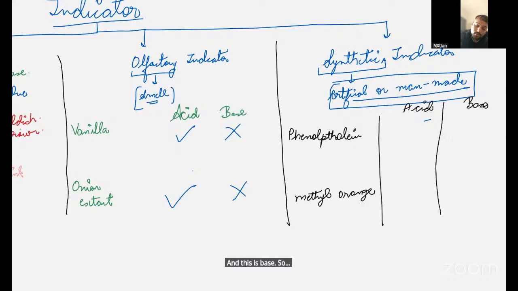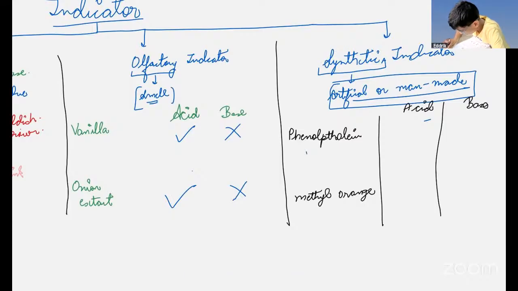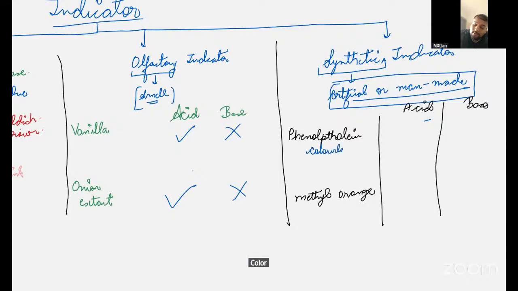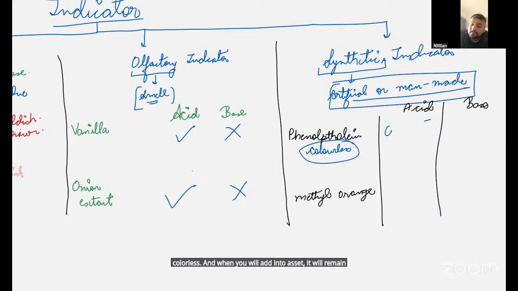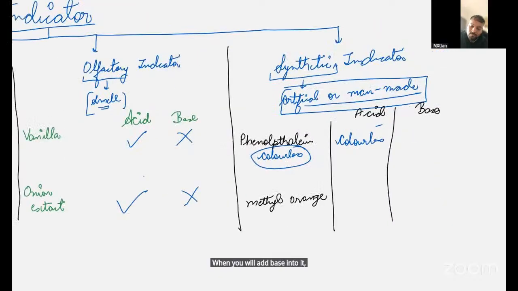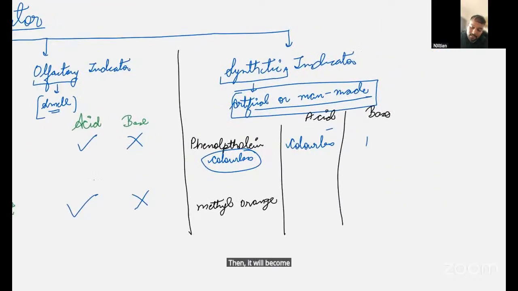Basically, phenolphthalein is colorless. When you add it into acid, it will remain colorless. But when you add base into it, then it will become pink in color. So I will use the pink color. Okay. Did you understand?